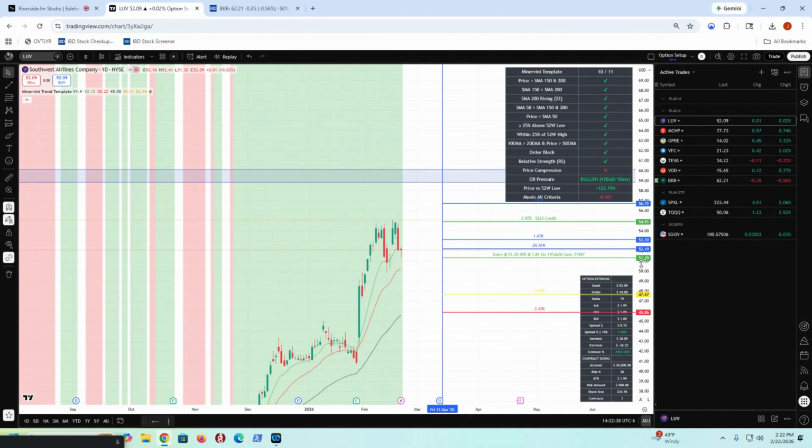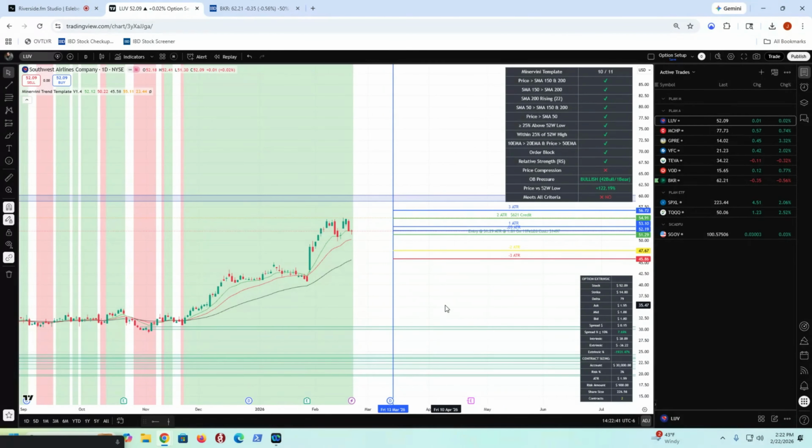It ran a little bit longer than I wanted it to, but I just wanted to show you guys how you can test the 11 out of 11 Minervini, and let me know in the comments if you guys have any questions.